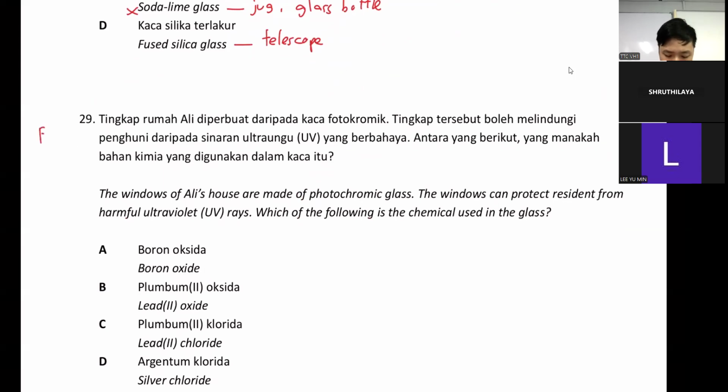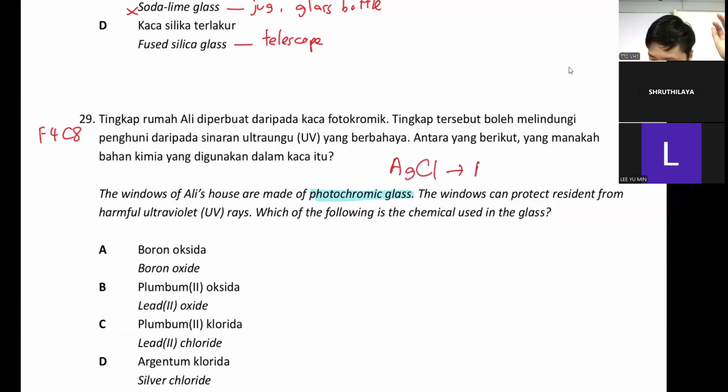Form 4 Chapter 8. If you see this kind of photochromic glass, like a car window, sunglasses, or camera lenses, when you wear the glasses, it can block the sunlight from entering your eye because it added a very important material called silver chloride.